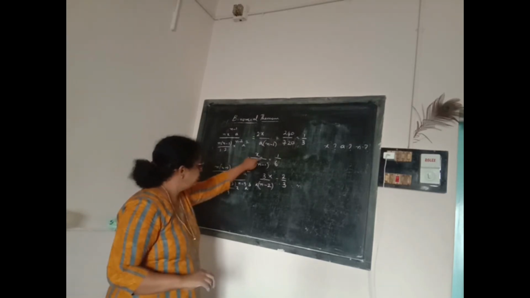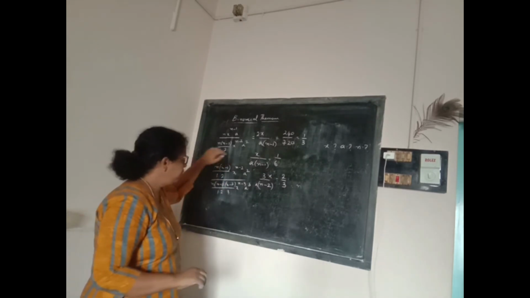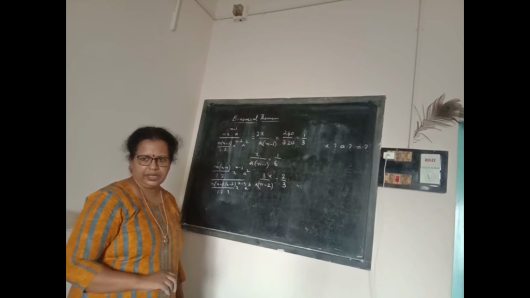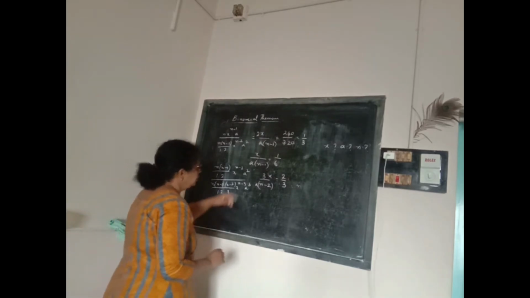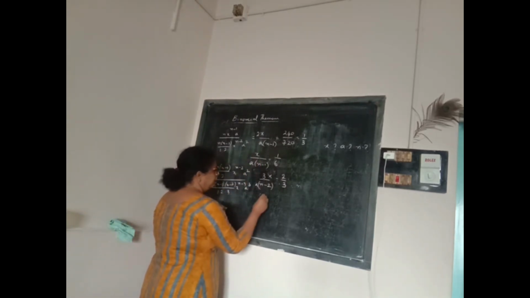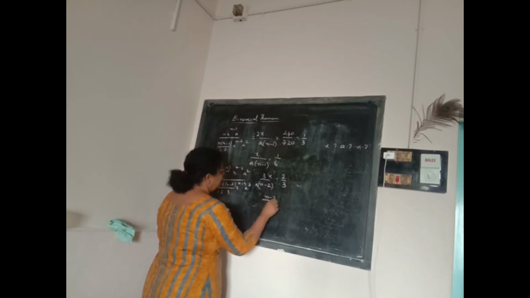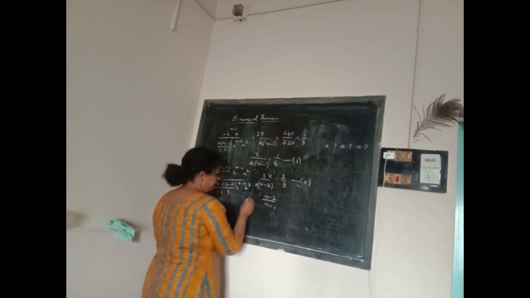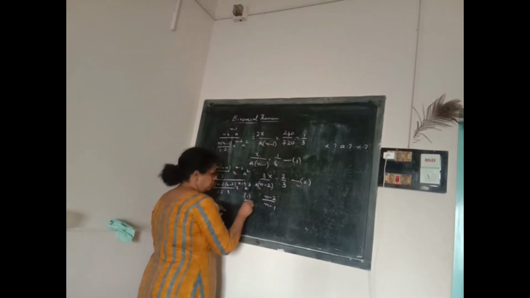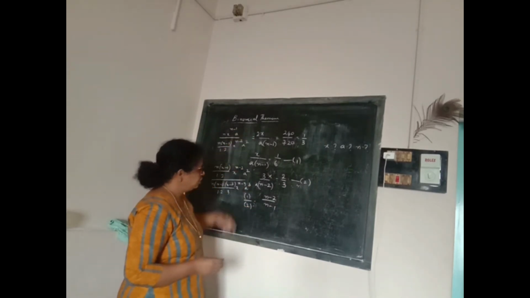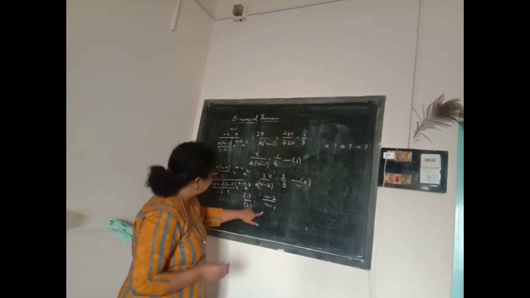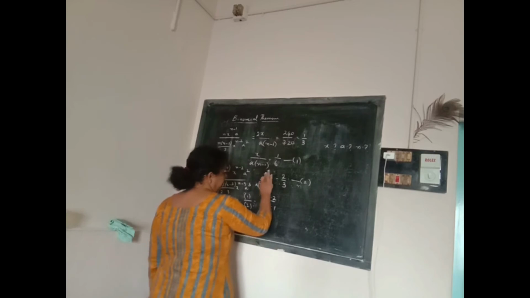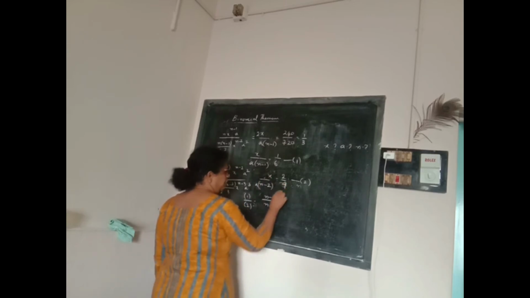When we divide this equation by this equation, x and a will get cancelled, isn't it? Only n will remain. So we will get n minus 2 by n minus 1. This is equation 1 and this is equation 2. I am dividing 1 by 2. So n minus 2 will go up, n minus 1 down. This one I can write as 2 by 9.